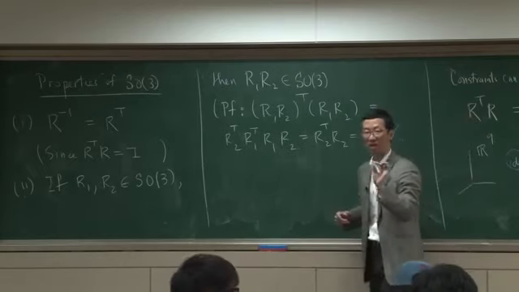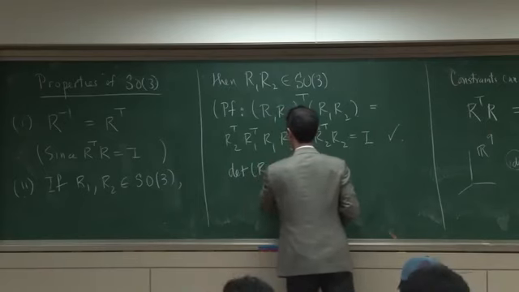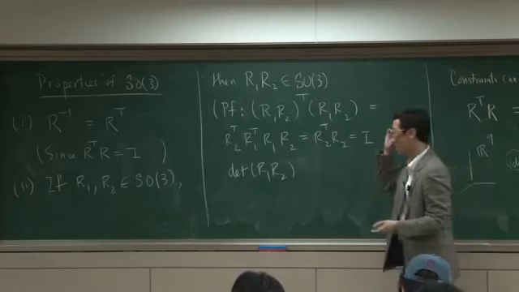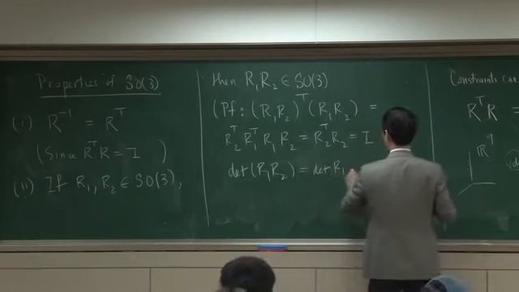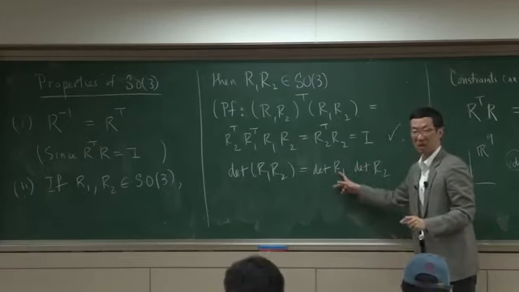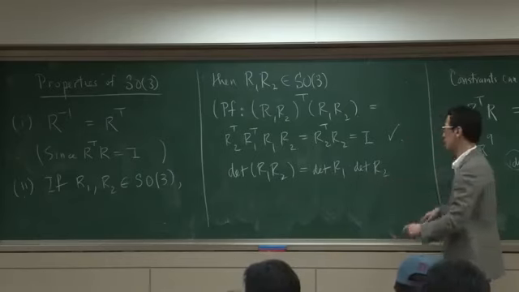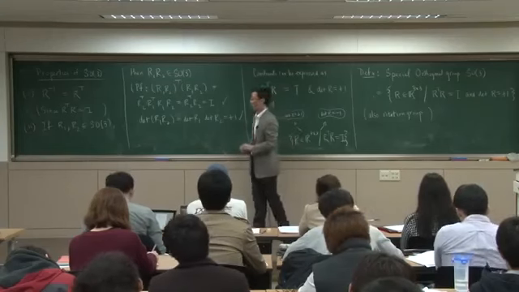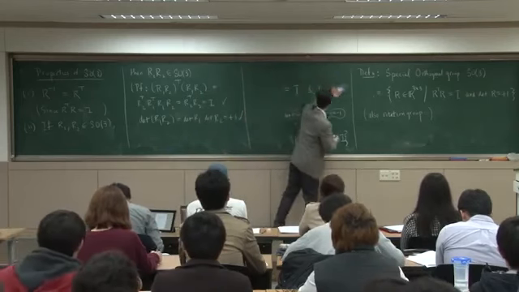We have one more thing to check. The determinant of R1 R2 should be plus 1. If you remember the properties of determinants, it's determinant R1 times determinant of R2. R1 is a rotation, so this is plus 1. R2 is a rotation, so this is also plus 1. The result is plus 1, so everything checks out. Good. So the product of two rotations is also a rotation.